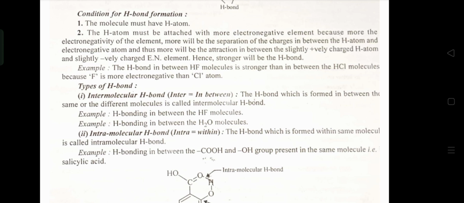Types of hydrogen bonding: first one is intermolecular hydrogen bonding. Inter means in between. The hydrogen bonding formed between the same or different molecules is called intermolecular hydrogen bonding. Second is intramolecular hydrogen bonding. Intra means within. The hydrogen bond which is formed within the same molecule is called intramolecular hydrogen bonding.